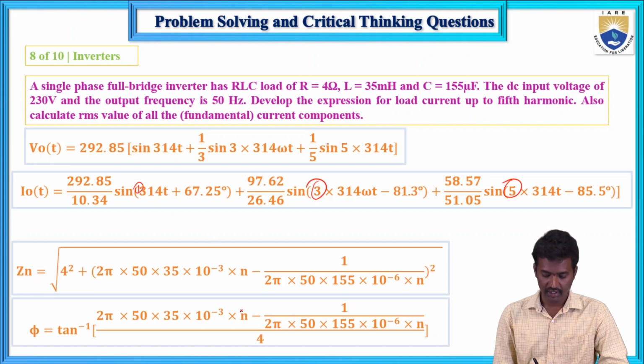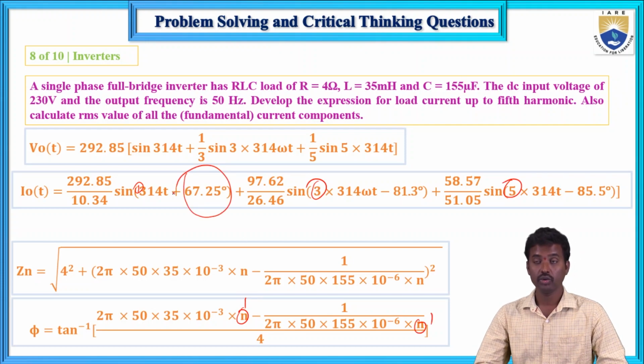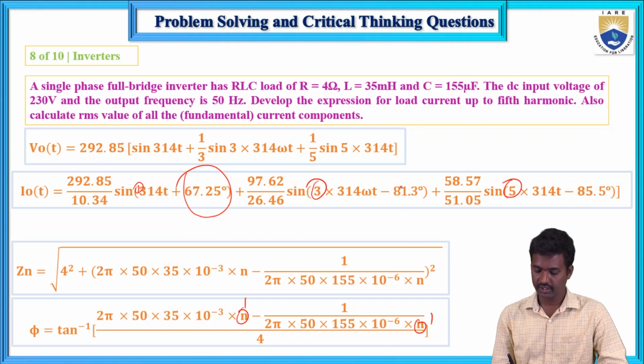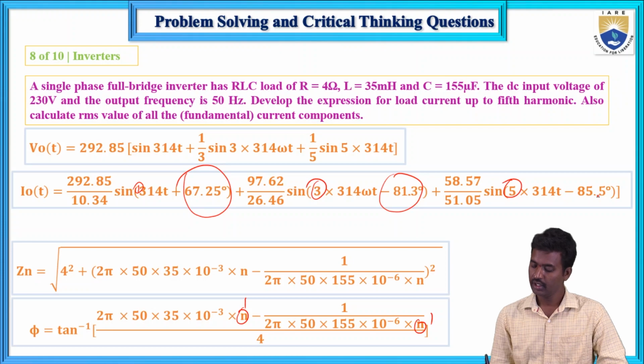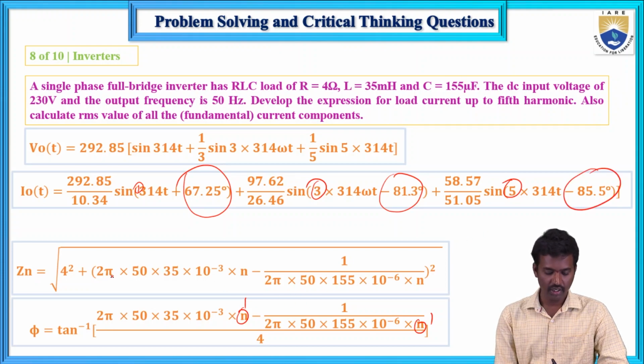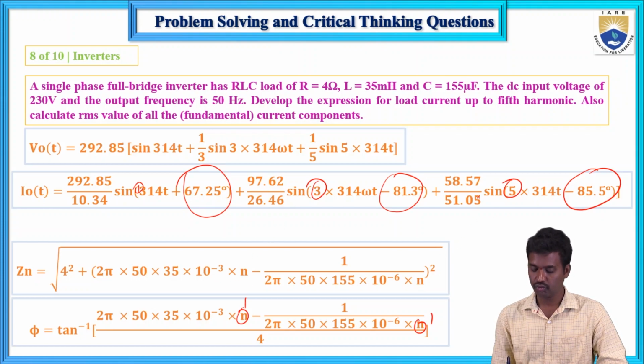Now the phase angle for n equals 1 is 67.25, for 3 it is minus 81.3, and for 5 the next value. In the same way, the impedance for n equals 1 is 10.34, for 3 it is 26.46, and for 5 it is 51.05.